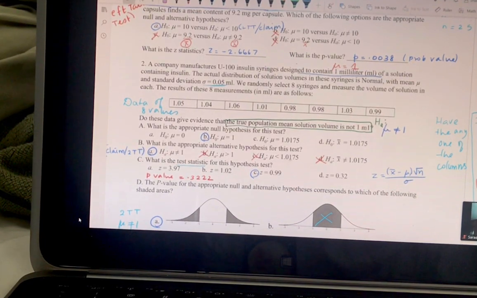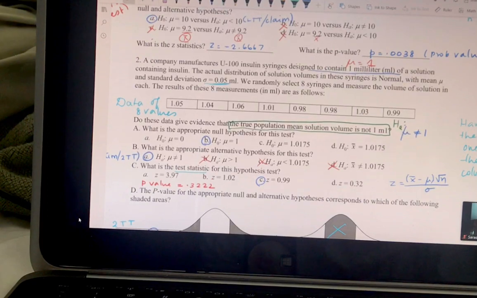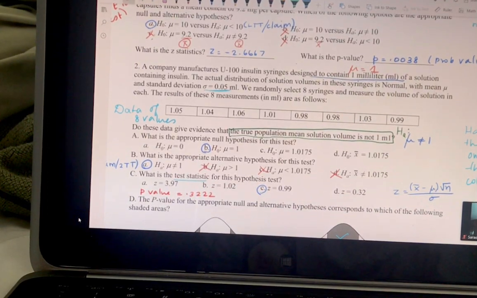Okay. So the first one, it says the company manufactures 200 insulin syringes designed to contain 1 ml, and that is the number coming from the population. So it is going to be mu equal to 1. Continue to read. So now you have that the solution volume is set to follow a normal distribution with mu, which is 1 from the previous sentence, and your standard deviation is about 0.05 ml.